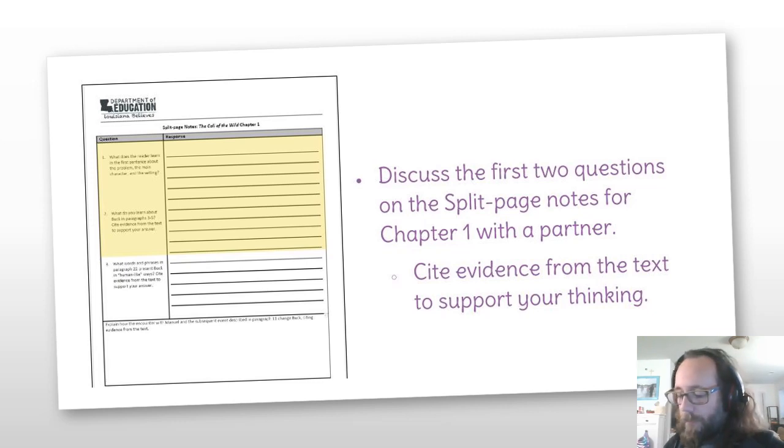Let's look at number 1. What does the reader learn in the first sentence about the problem, the main character, and the setting? I'm going to read the first sentence again, and I want you to think about, what do we learn about the problem, the main character, and the setting here?